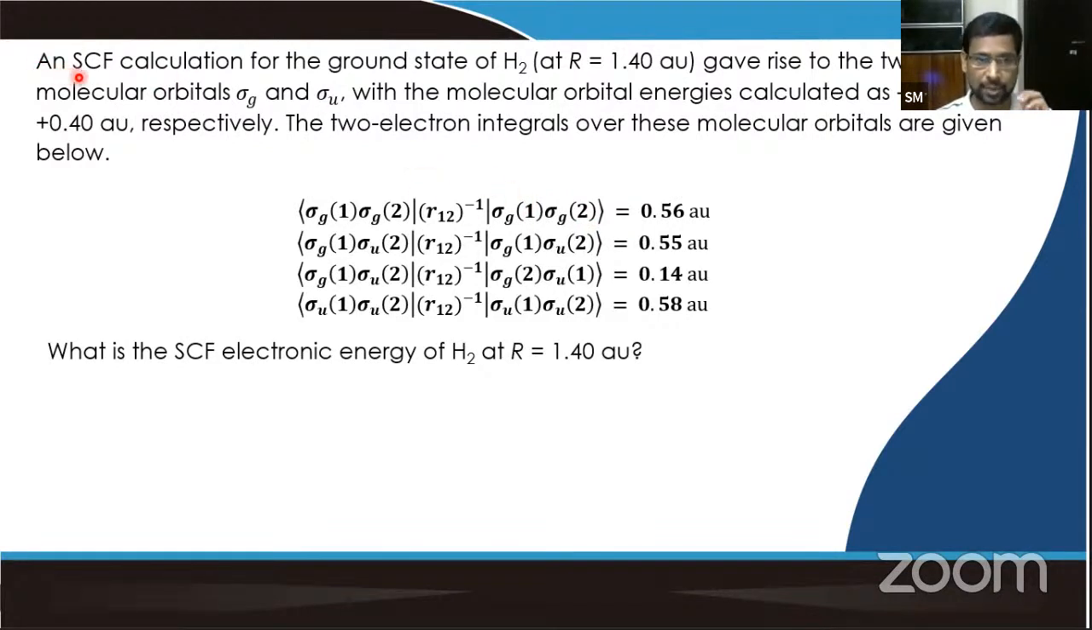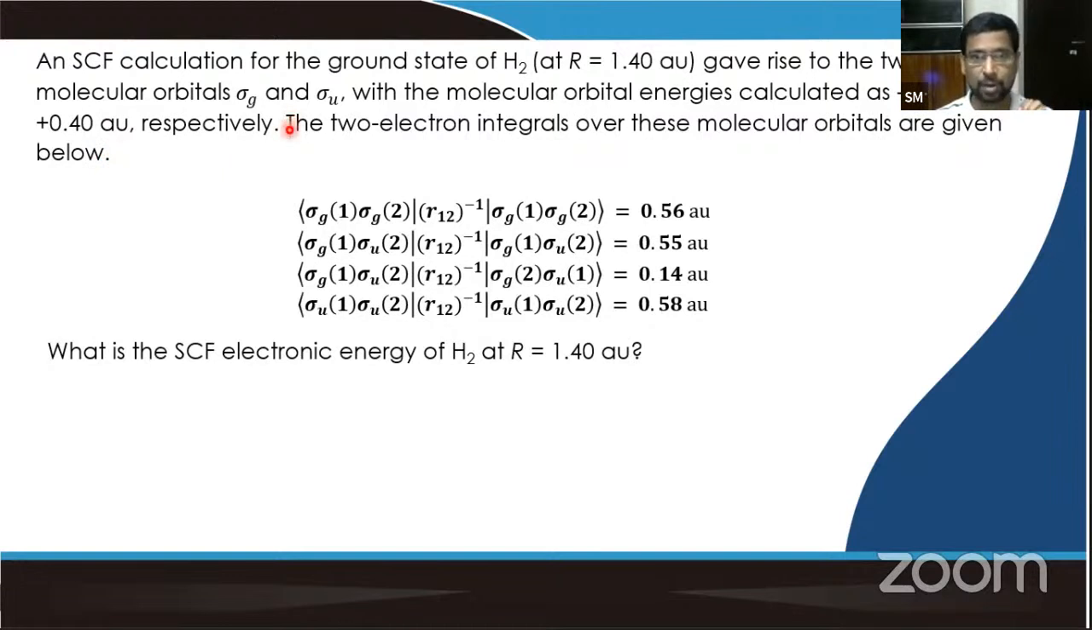So it says that when you do an SCF calculation for the hydrogen molecule, it gives rise to two molecular orbitals, the bonding sigma g and the anti-bonding sigma u. This we know. But the problem also tells that the orbital energy of the bonding orbital is minus 0.62 atomic unit, and for the anti-bonding it is plus 0.40 atomic unit. So these are the orbital energies.